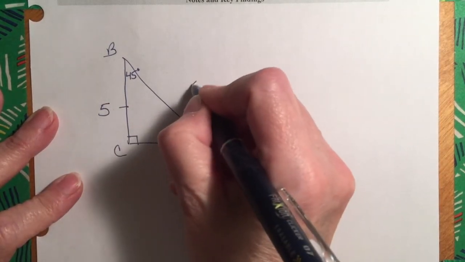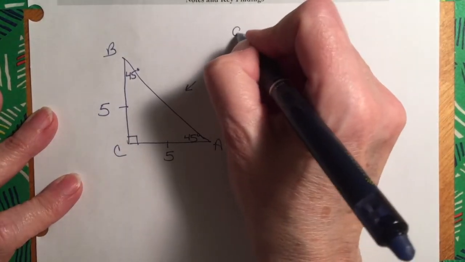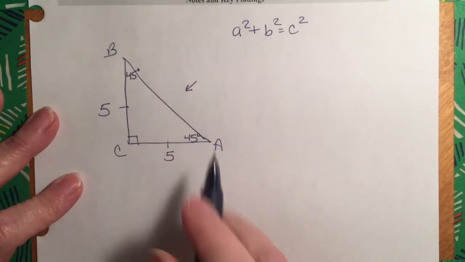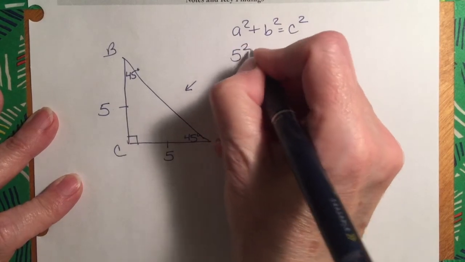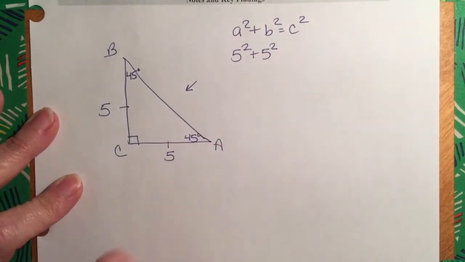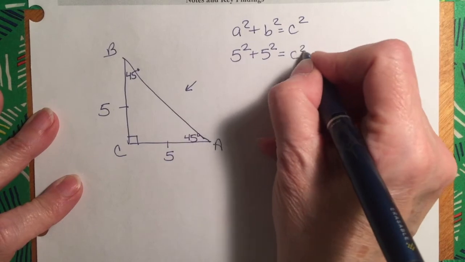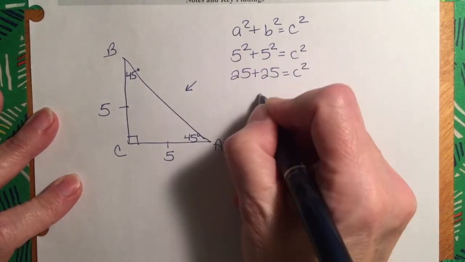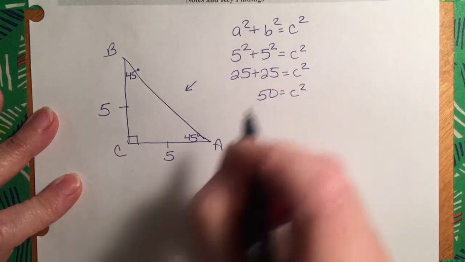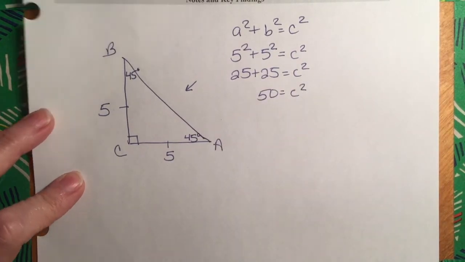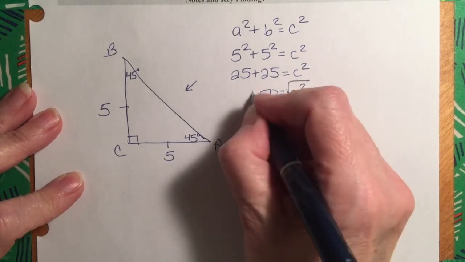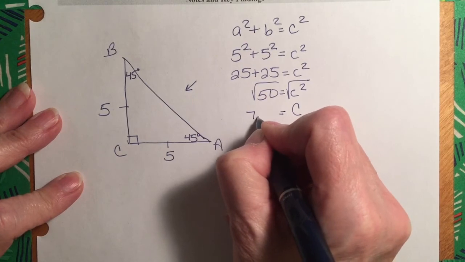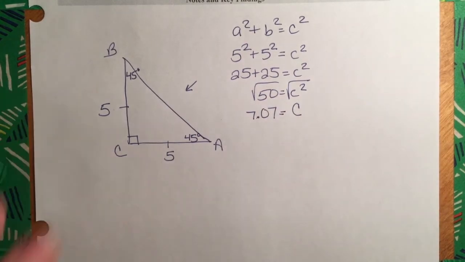And what would the hypotenuse be? Well, we can use a squared plus b squared equals c squared and figure out what that hypotenuse would be. The legs are both 5, so it's 5 squared plus 5 squared. So 25 plus 25, which is 50. And then we can square root it, right? If we square root both sides, it turns out that c is about 7.07. We'll leave it at that. We'll round.